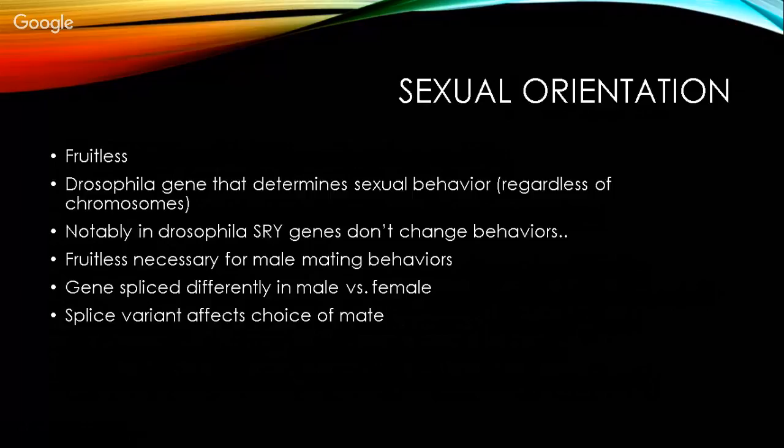But there's a little bit of data in one of the models in Drosophila. There's a gene called Fruitless, which is present both in males and in females, and it determines sexual behavior. Generally, the presence of one version of the gene generates male type behaviors, and the presence of an alternate version of the gene generates more female type behaviors. Absence of the male version also does that.